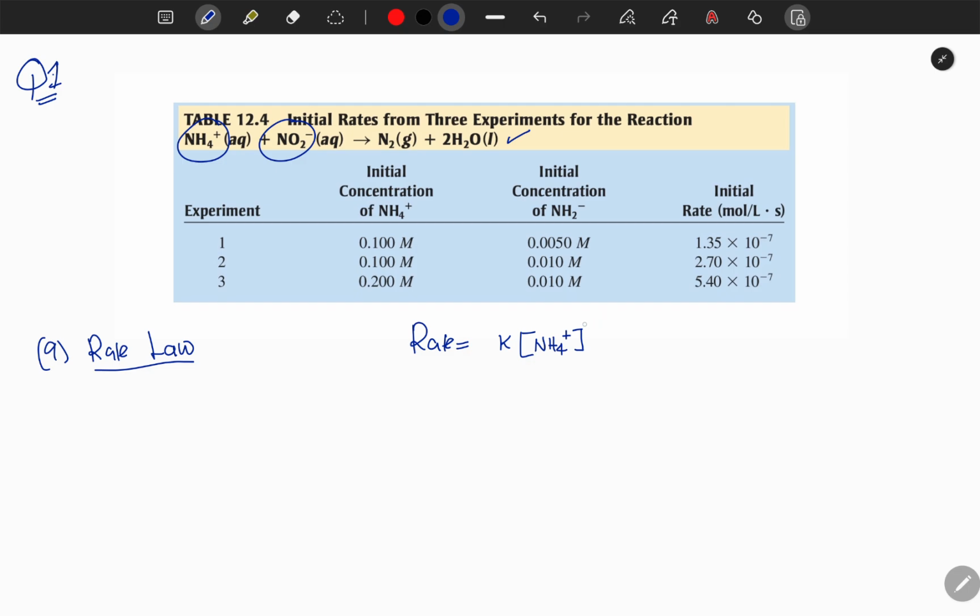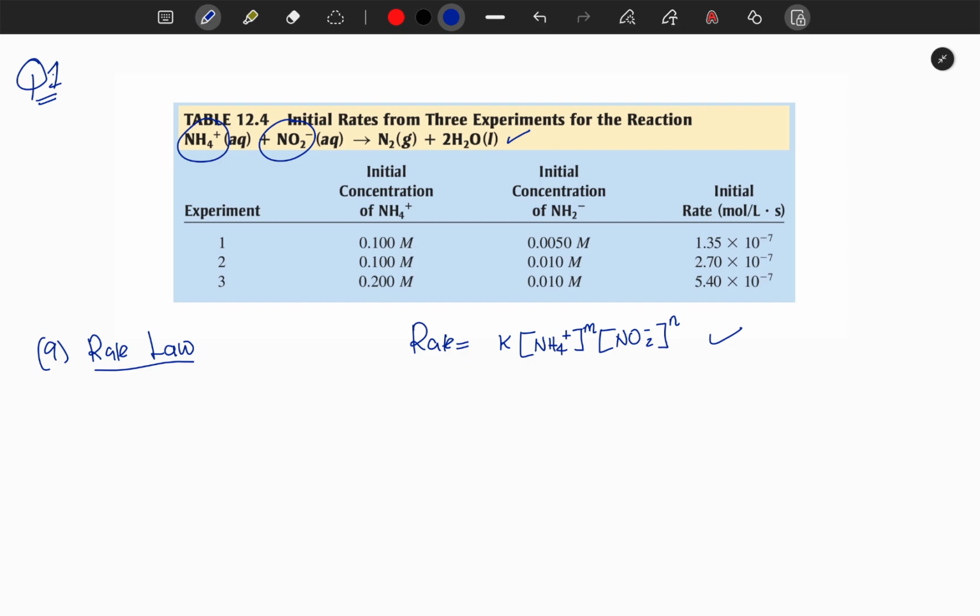We don't know the order in which the reaction is going for this particular reactant, so we can call it order m. Then the next reactant is this one. We also don't know its order, so we just leave it like that. So this is our rate law, but we need to find what m and n are. Those are the orders we need to find in order to come up with a complete rate law. So how exactly do we do that?